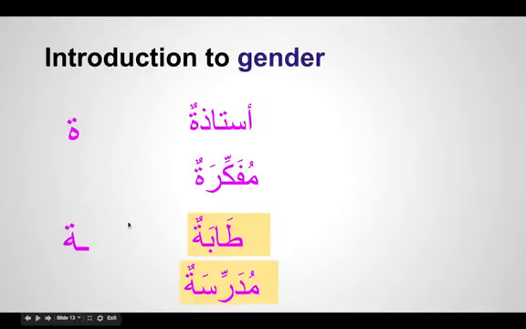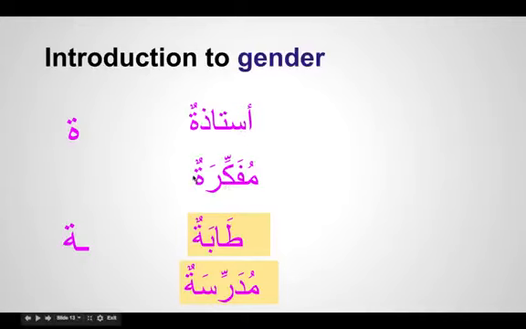But if the ta marbuta comes after a letter which allows you to join, then it is written in this fashion. So this is how you identify. If you see this ta, that means it is feminine. If you see this ta, then also it means it's feminine. So both are ta marbuta. We need to identify, like in here, ustazatun, a female teacher.